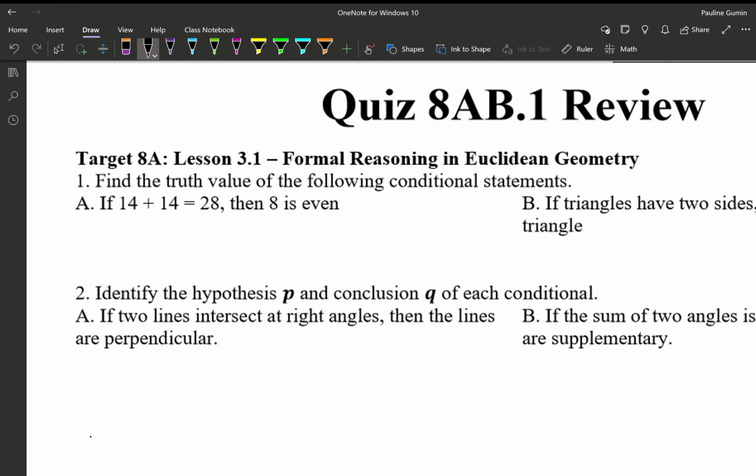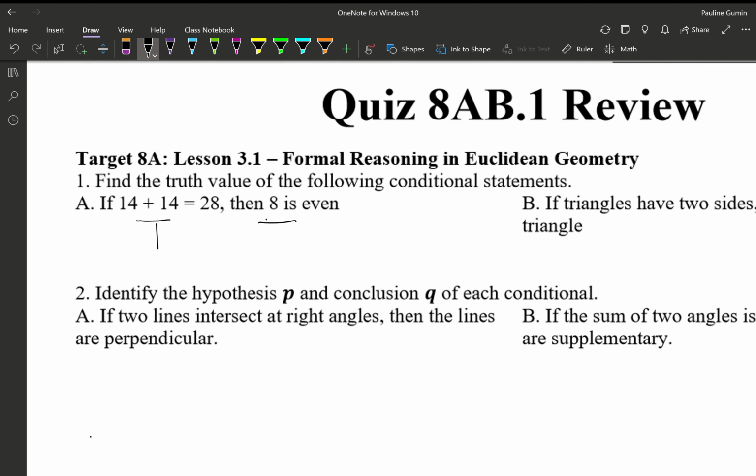Number 1a. If 14 plus 14 is 28, that's true, then 8 is even. That's also true. Two truths give us true. If a triangle has two sides, that's false, then a square is a triangle. False. But two falses give us a true.